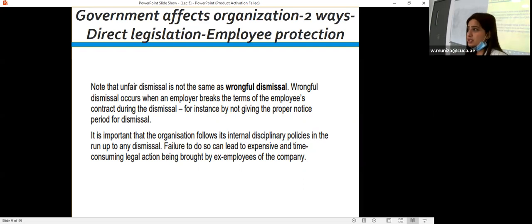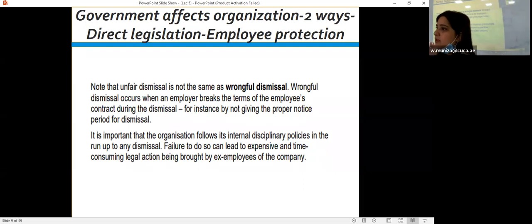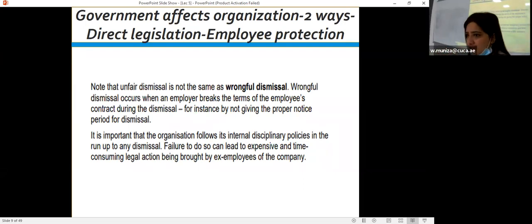So the wrong conditions which are going on during the process of dismissal are known as wrongful dismissal. It is important that the organization follows its internal disciplinary policies. You know what are disciplinary policies? They are the policies which need to be followed when a person is going to be dismissed. And if the employee thinks that he or she is being targeted in a bad manner, there are some disciplinary actions which can be taken. So the organization follows its internal disciplinary policies in the run-up to any dismissal. Failure to do so can lead to expensive and time-consuming legal action being brought by ex-employees of the company.